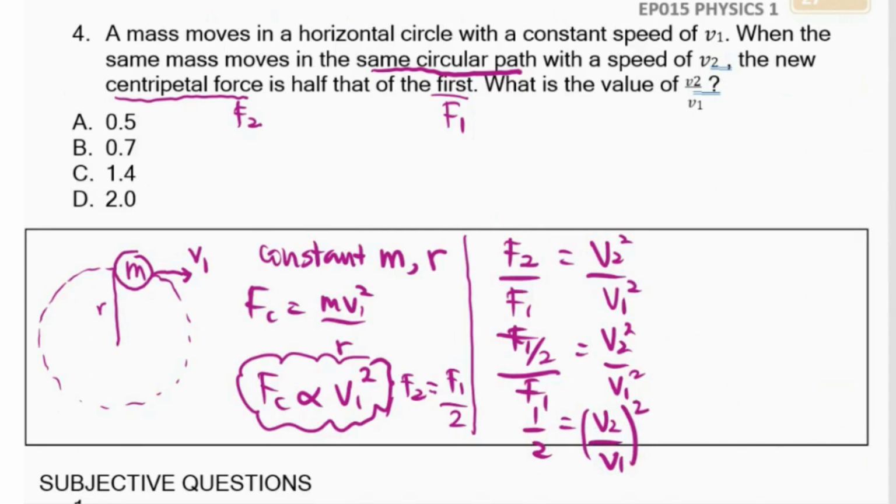And then you are looking for V2 by V1. So we can bring the square away to the left side, making it a square root. V2 by V1 is the square root of 1 by 2. And then you can press your calculators in. Therefore, the answer is 0.7. So number 4 is B.